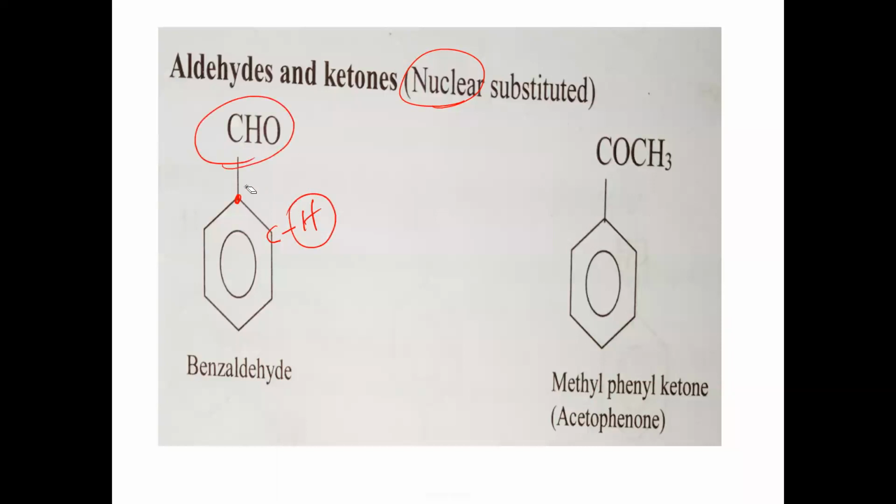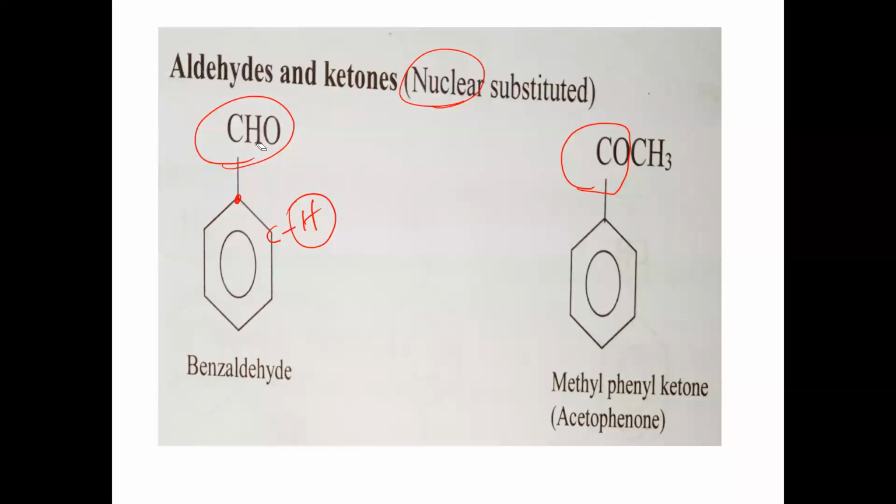CHO is there. It means that on the benzene nucleus, one hydrogen is replaced by CHO. The CHO group is called aldehyde, and the C double bond O group, the CO bond, is called ketone. So ketone and aldehyde groups substituted on the nucleus of benzene are called nuclear substituted compounds, aldehydes and ketones.